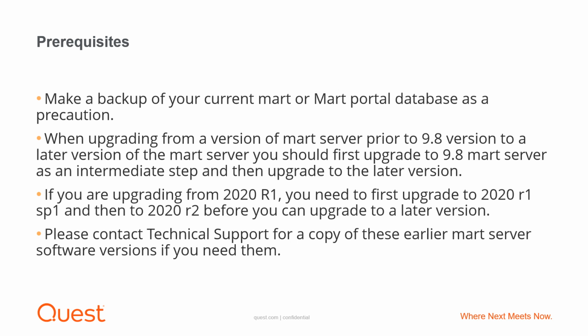If you're upgrading from 2020 R1, you need to first upgrade to 2020 R1 SP1 and then 2020 R2 before you can upgrade to a later version. Please contact technical support for a copy of these earlier versions of the software if you don't have them. You can also ask them any questions that you may have about your upgrade.